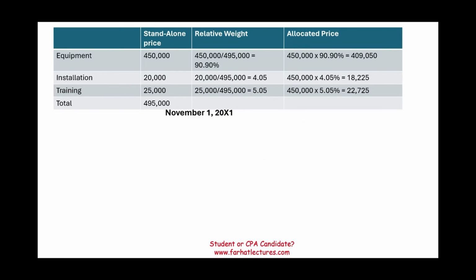Now let's take a look at the journal entry that takes place on November 1st. We debit cash for $450. Ryan debits cash for $450. Credit service installation, because the installation has been earned, installed it, $18,225. We credit revenue for that.